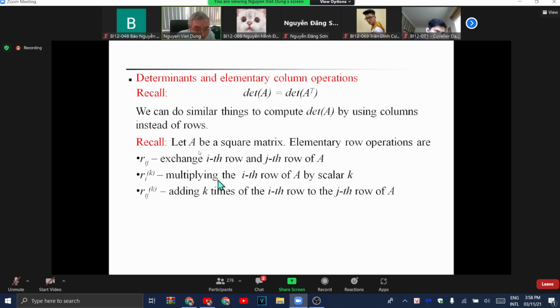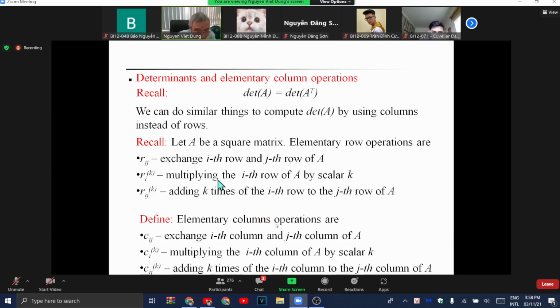First, I recall that elementary row operations are denoted by small r like that, and it is given here. But now we can define it for columns. The elementary column operations will be one of the following kinds. The first one, Cij, means we exchange the i-th column and the j-th column of the matrix A.